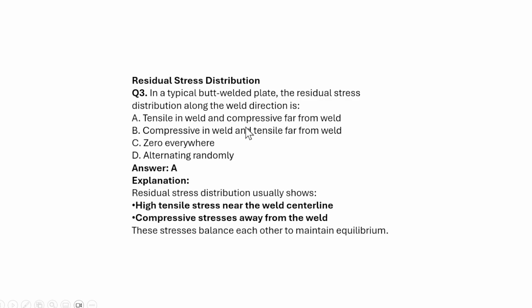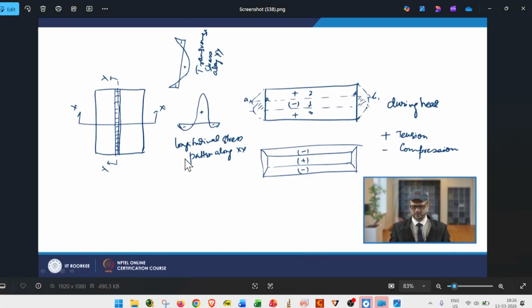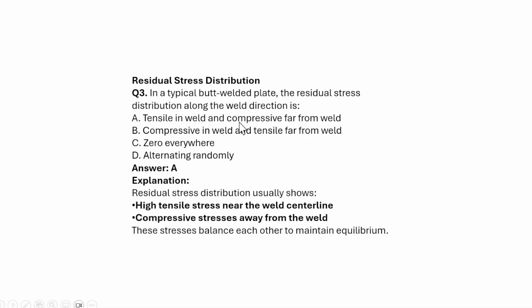Tensile in the weld, compression far from the weld. You can see the same thing. I think this is the profile they are asking about. So here is the tensile at the center, and far from it there will be compression. Compressive at the weld and tensile far away is true while heating. This is true while cooling, because cooling comes later. So the answer will be A.